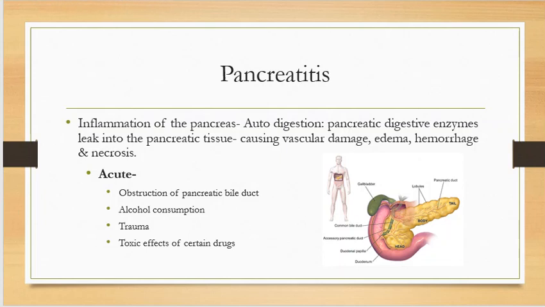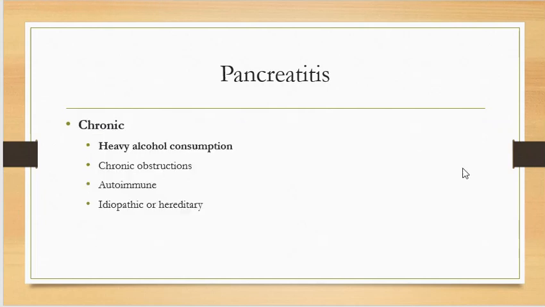These patients, we talk to them about drinking, and of course, we can teach all we want, but they have to want to change their habits of drinking. It causes chronic obstruction of the pancreatic duct. They can have an autoimmune pancreatitis, and then sometimes it's hereditary, and then sometimes we just don't know why they keep getting it. So there's your chronic.